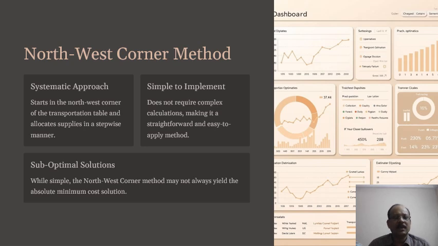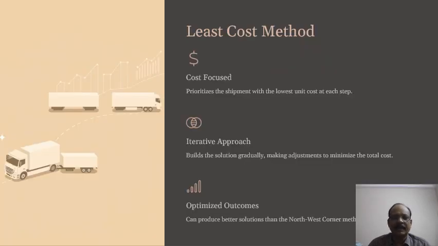The northwest corner rule is a systematic approach that starts in the northwest corner of the transportation table and allocates supplies in a stepwise manner. It is very simple to implement, so it does not require complex calculations. It is straightforward, easy to apply and easy to understand. But it gives suboptimal solutions. While simple, the northwest corner method may not always yield the absolute minimum cost solution. It may not be considered the best solution.